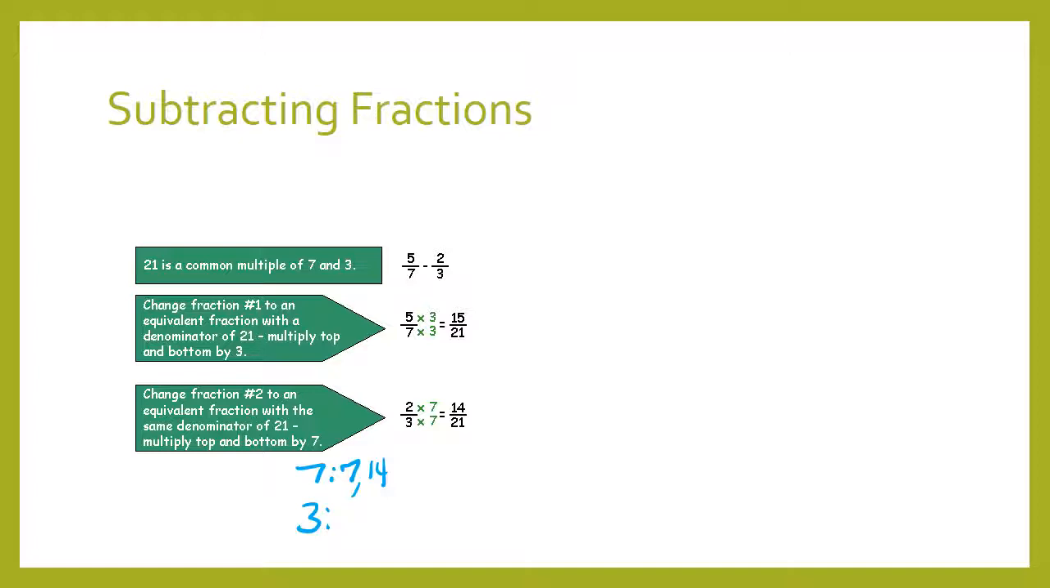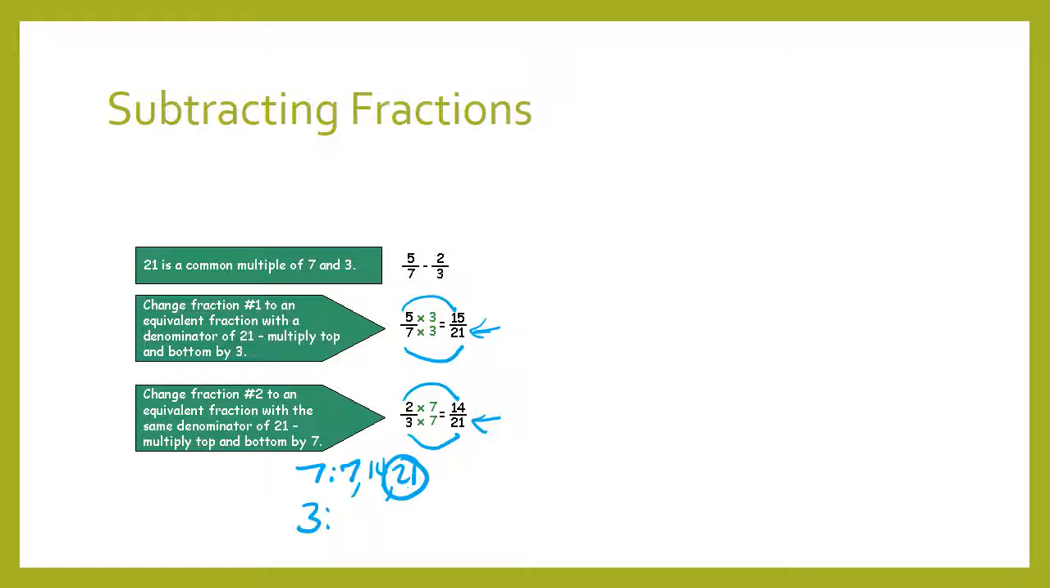Can 3 go into 14 evenly? No. 7 times 3 is 21. Can 3 go into 21 evenly? Yes. So that is going to be my common denominator, and that's why they picked that one. But we know that if we change the bottom, we have to change the top in the same way. And here, if we change the bottom, we have to change the top.